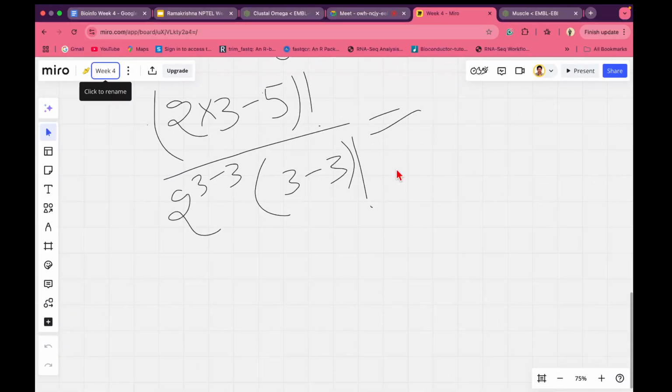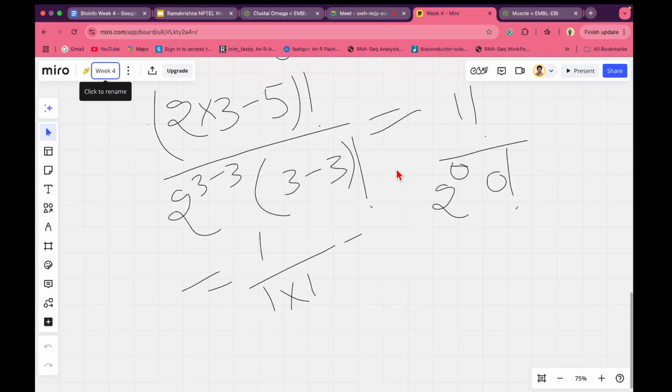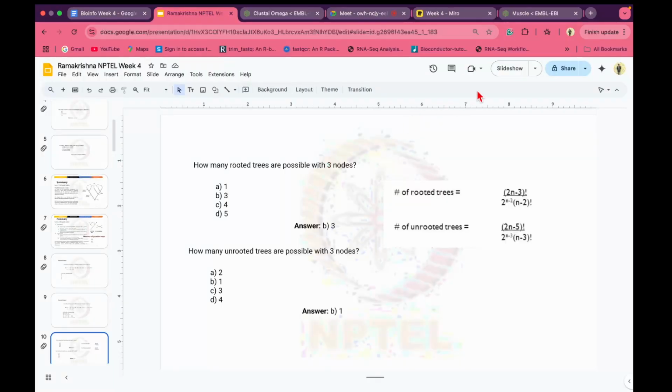So when you substitute the value of n in the given formula for the number of unrooted trees, this is the formula. So this gives 1 factorial divided by 2 to the power of 0 times 0 factorial. So which is 1 into 1 into 1, which is 1. So remember, 0 factorial is equal to 1. So the number of unrooted trees for a given 3 nodes is 1.